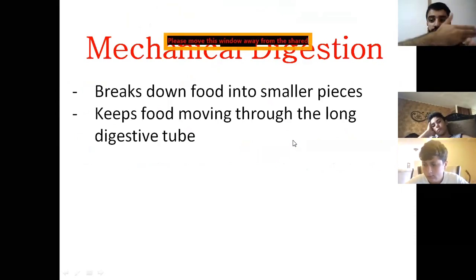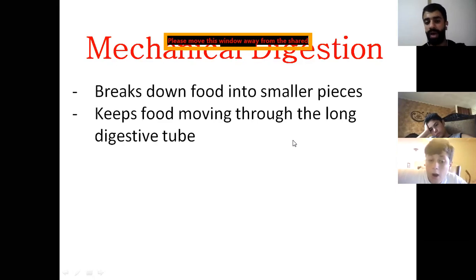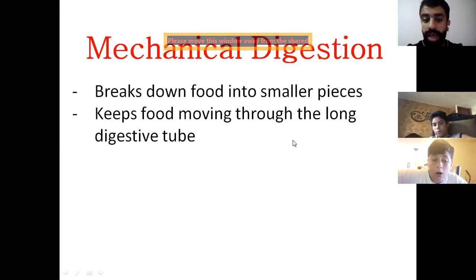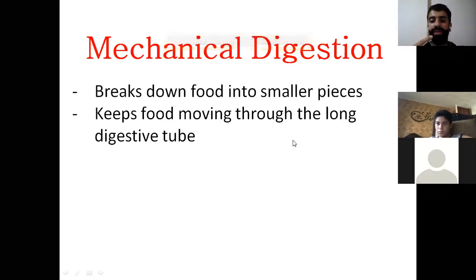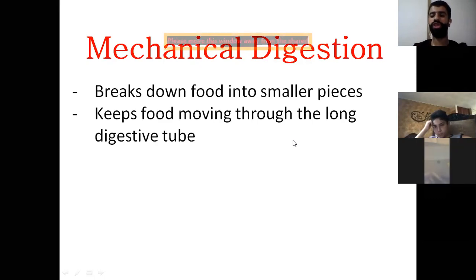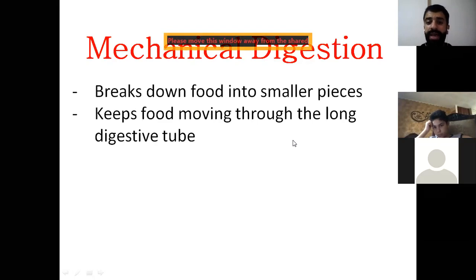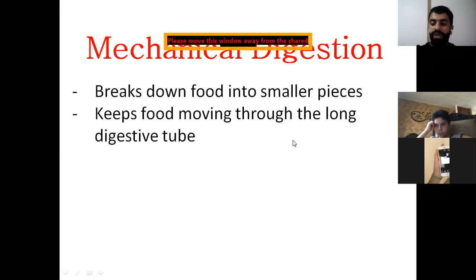It cuts the food into smaller pieces. For example, whenever I eat in the mouth, I have to cut the food using my teeth. So I have to cut the food into smaller pieces using mechanical digestion. Cutting the food into smaller pieces will help the food pass from the mouth to the esophagus, to the stomach, to the small intestine, and to the large intestine. So mechanical digestion is responsible for digesting food into smaller pieces.